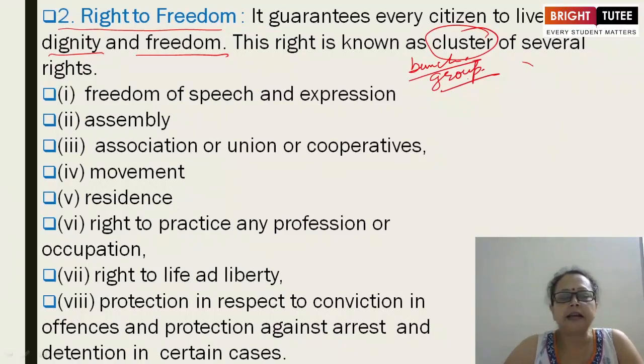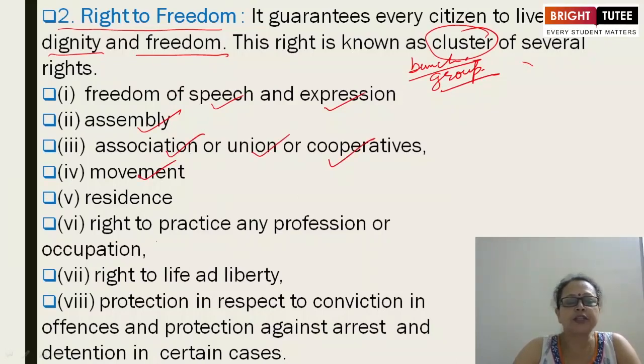of several rights. Under this, the first one, which gives dignity to each and every individual, is freedom of speech and expression. Then assembly, to assemble, association or union, cooperatives, protest movements, just as we have discussed in the two examples, pre-independence and post-independence. We can reside anywhere in the country, inside the Indian territorial boundary. We can live anywhere. Right to practice any profession or occupation.